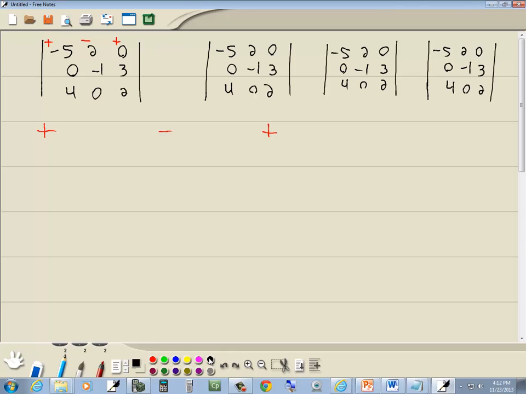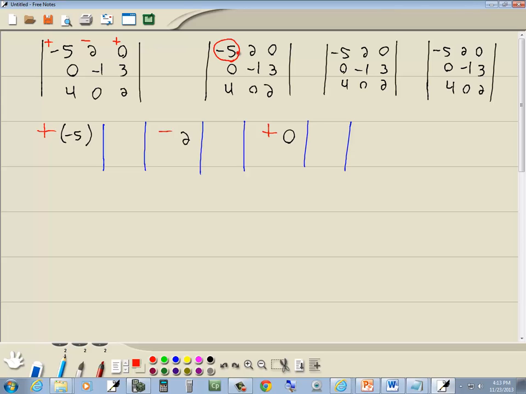Well, now we're going to write down the numbers that are there. Here we got -5, here we got 2, and here we got 0. And then we're going to have a determinant after each one of those numbers. Let's start with our first number, -5.